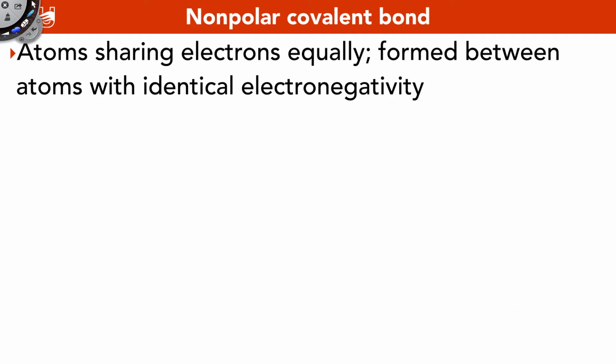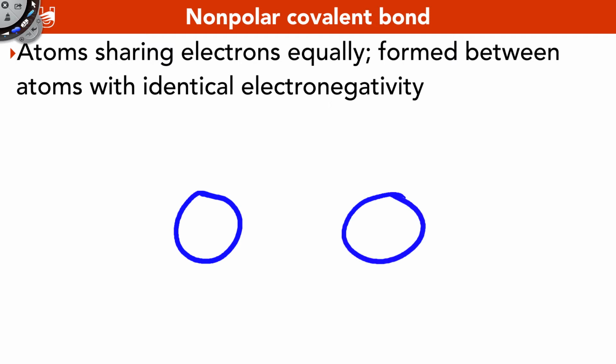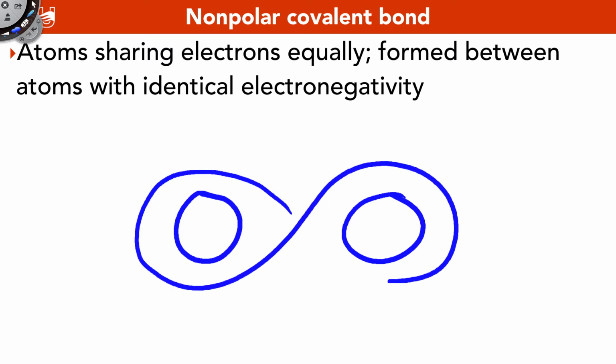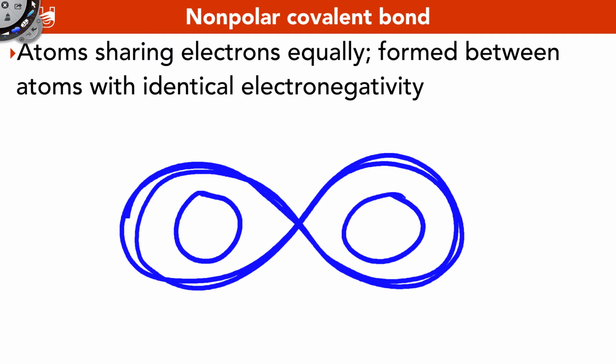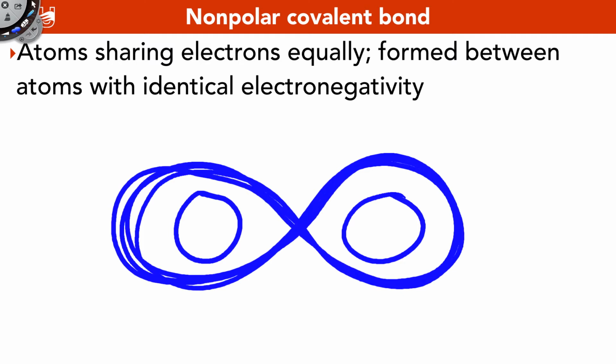Now, a non-polar covalent bond is formed when atoms share electrons equally. So let's say we have two oxygen atoms right here. Each of these is electronegative, but one is not more electronegative than the other. They're balanced. So in this situation, our electrons are shared for an equal amount of time. Because of this, they kind of balance each other out. There's like a balancing of yin and yang.